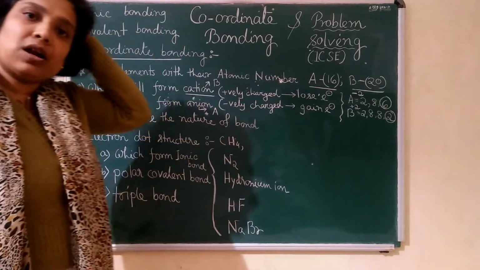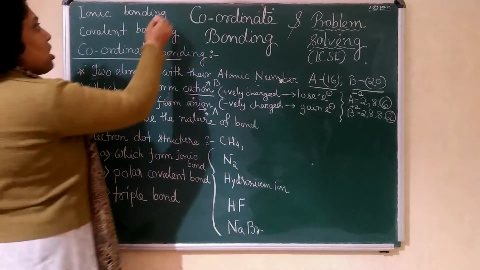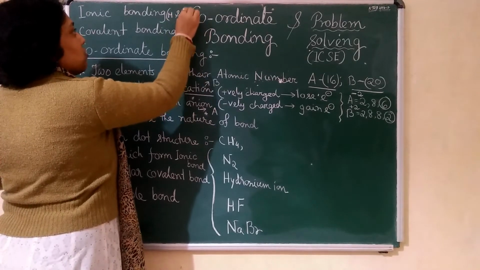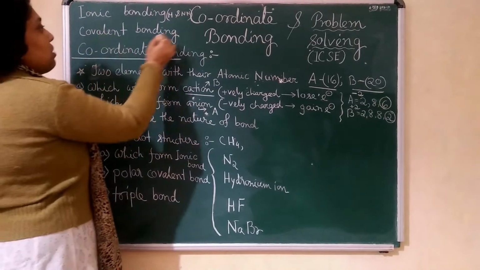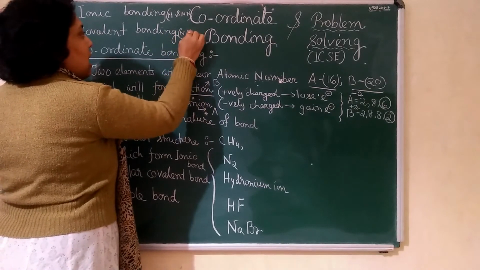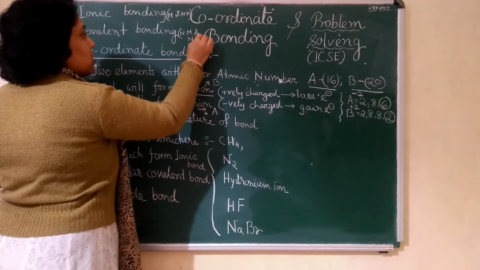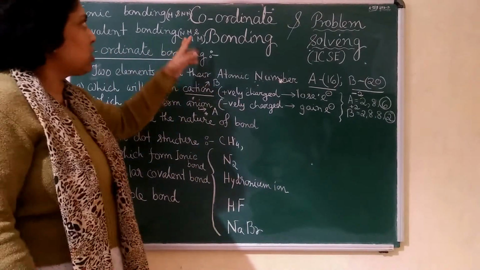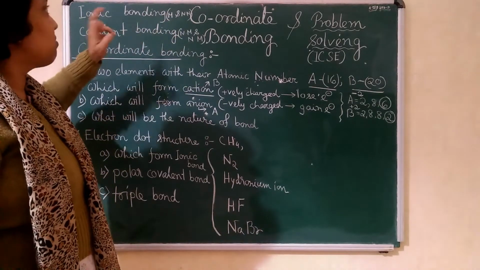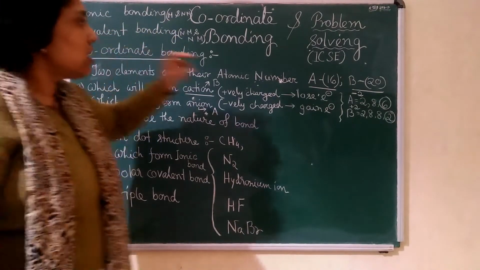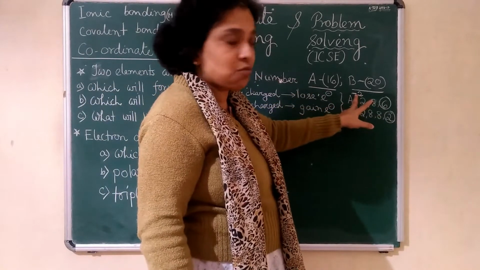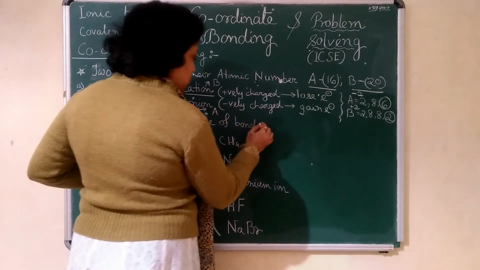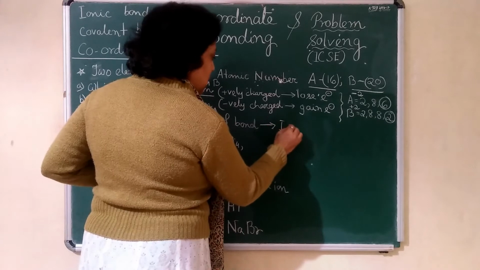And what will be the nature of the bond? For the nature of bond, ionic bond is between metal and non-metal. Covalent bond is between non-metal and non-metal. And coordinate bond is the molecular one. But here an ion is not there. So in between these, you have to identify whether it is ionic or covalent. Here a charge is forming, so there is transfer of electrons. So it is an ionic bond.